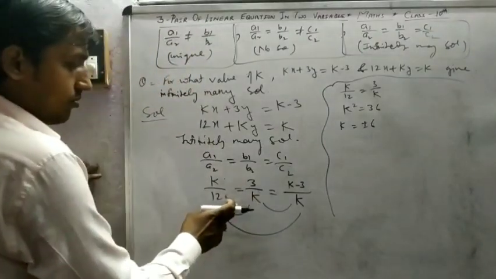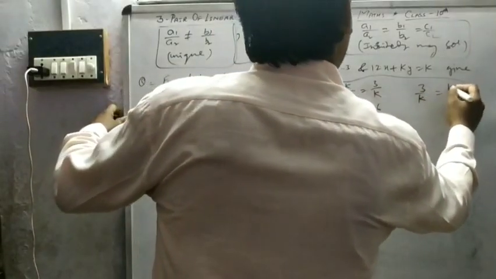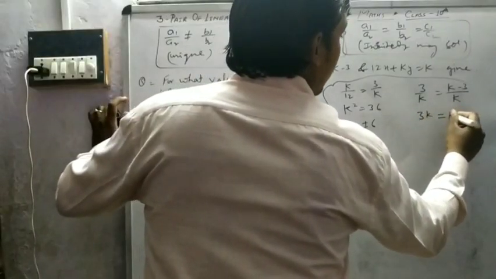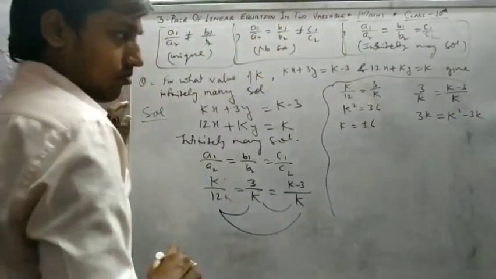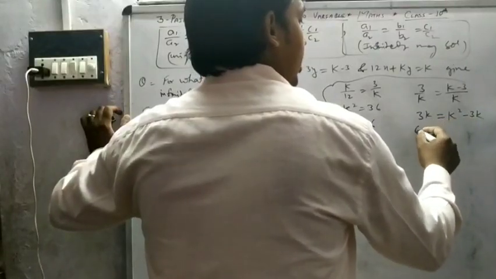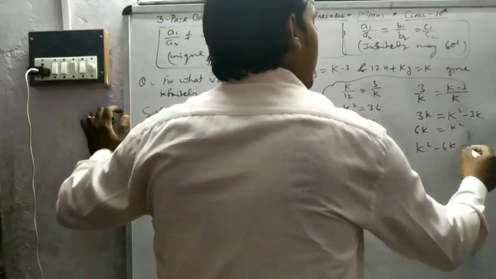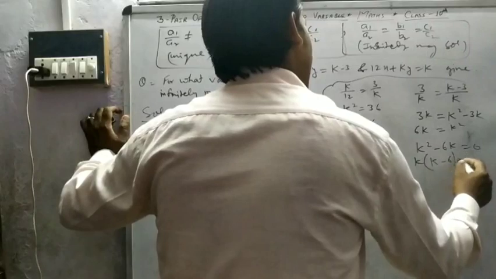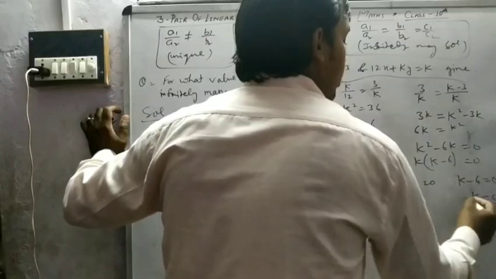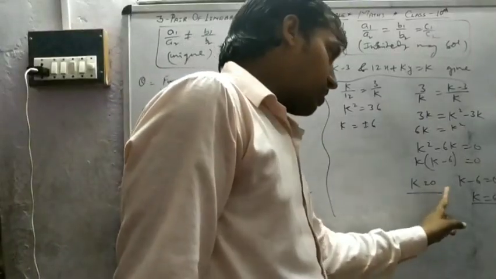If you take second and third, 3 upon k is equal to k minus 3 upon k. Cross multiply, 3k is equal to k square minus 3k. Then 6k is equal to k square. Then k square minus 6k is equal to 0. Taking k common, k into k minus 6 is equal to 0. k is equal to 0, k minus 6 is 0, so k is equal to 6. Means the first pair gives plus minus 6; when you take this pair, it gives 0 or 6.